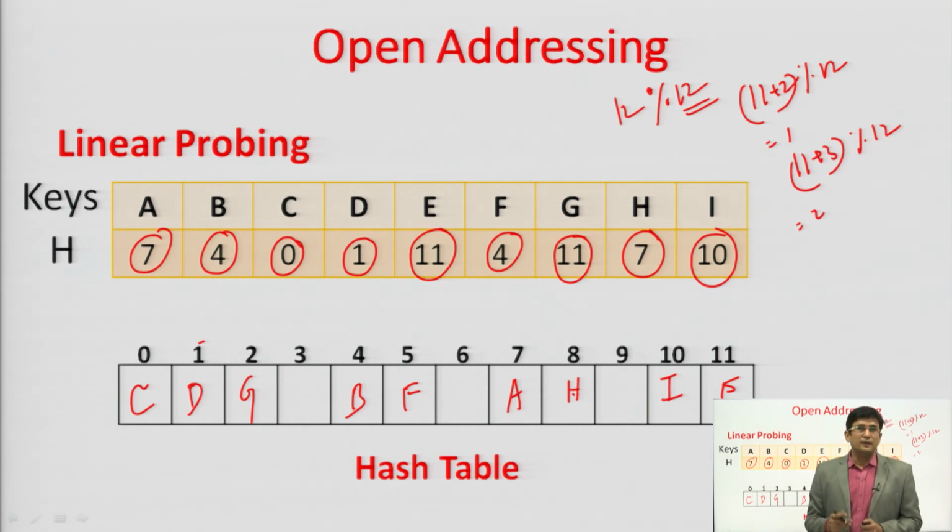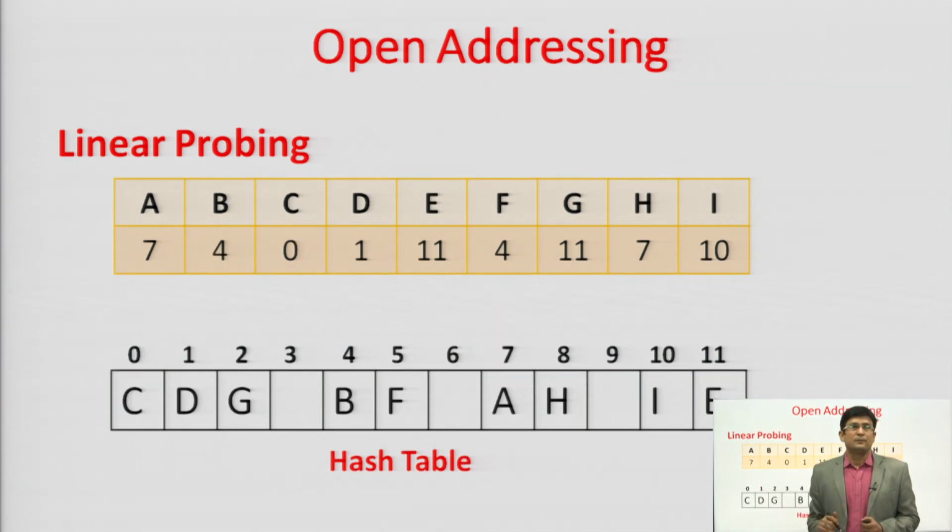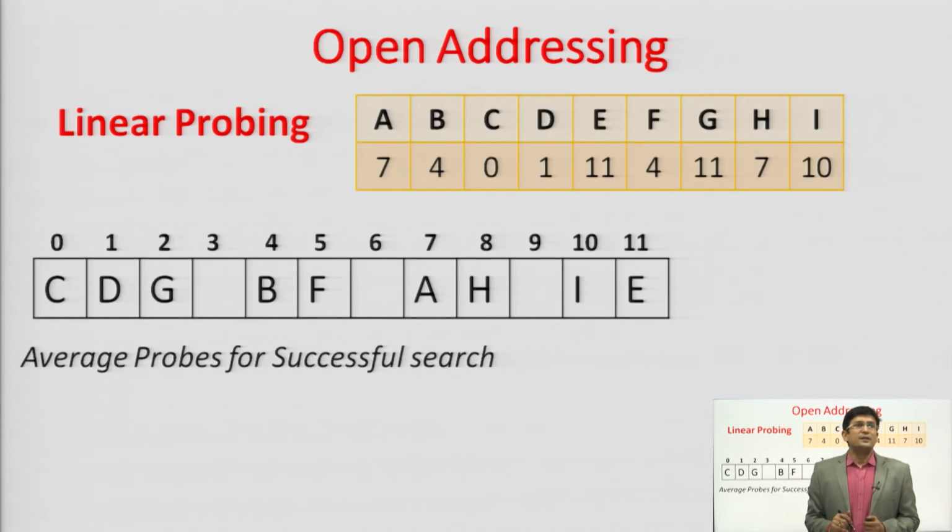In the linear probing, in case a location is busy, you just see the next location. In case that is also busy, you see the next location. So this is the table that we have actually found after the storage. You can search also with a similar mechanism. Now what is the average number of probes we require for the successful search?